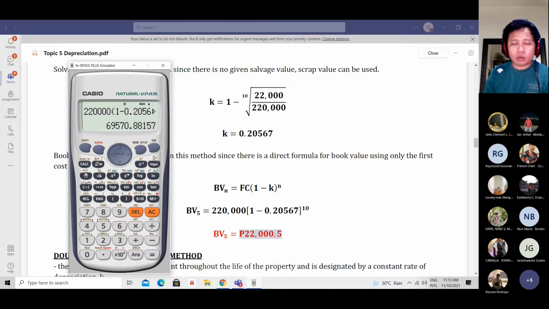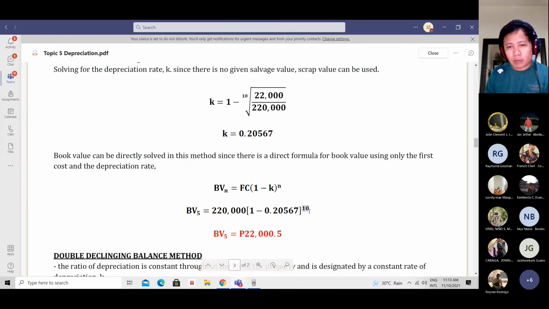So 22,000 is wrong, take note, because 22,000 is the scrap value. Of course, 22,000 was the answer because I used the 10th year here. So it should be the 5th year. I made a mistake there. Kindly take note. Now, let's proceed.